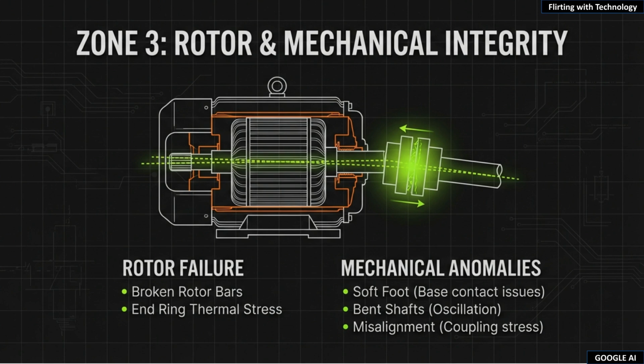Zone 3 focuses on rotor and mechanical integrity. Rotor failures include broken rotor bars and end ring thermal stress. Mechanical anomalies involve soft foot, bent shafts, and misalignment.